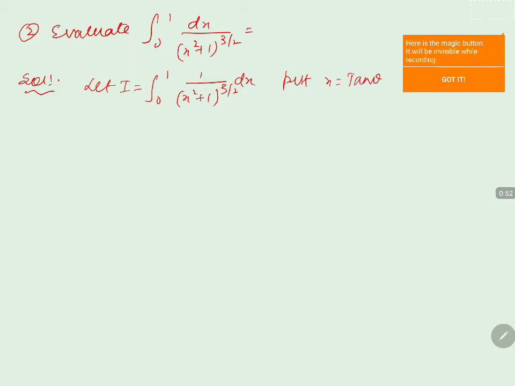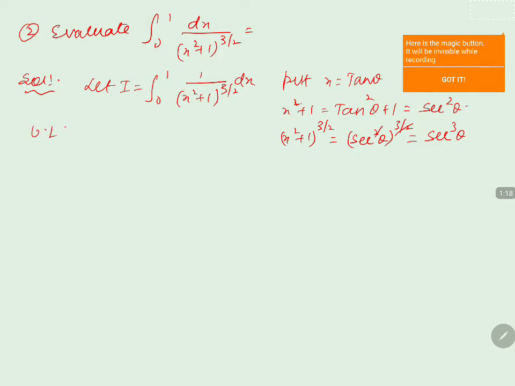So that x square plus 1 is equal to tan square theta plus 1, which we will write as secant square theta. Now, (x square plus 1) whole to the power of 3 by 2 is equal to (secant square theta) whole to the power of 3 by 2. Here 2 will get cancelled, and we will get secant cube theta.